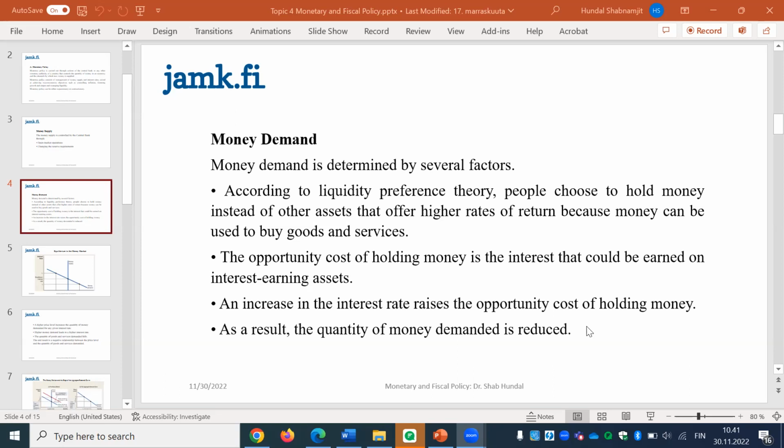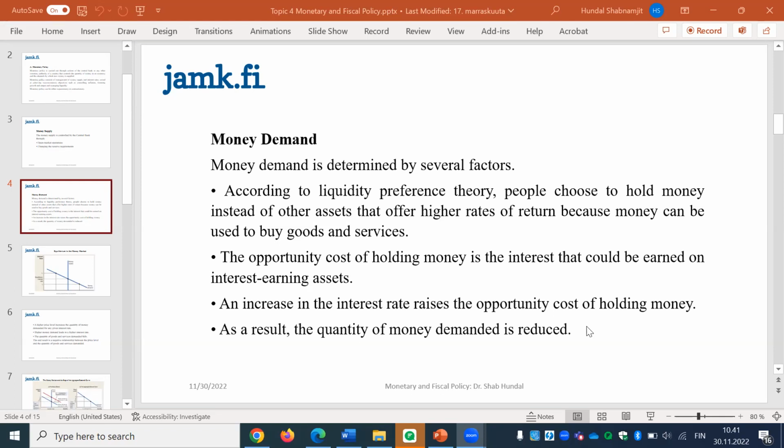A 100th portion of a euro, you can still pay, because money has this quality of divisibility. It can be divided into smaller units. And why do we prefer liquidity? Why do we prefer money? Because nobody says no to money, because it's the most liquid asset.